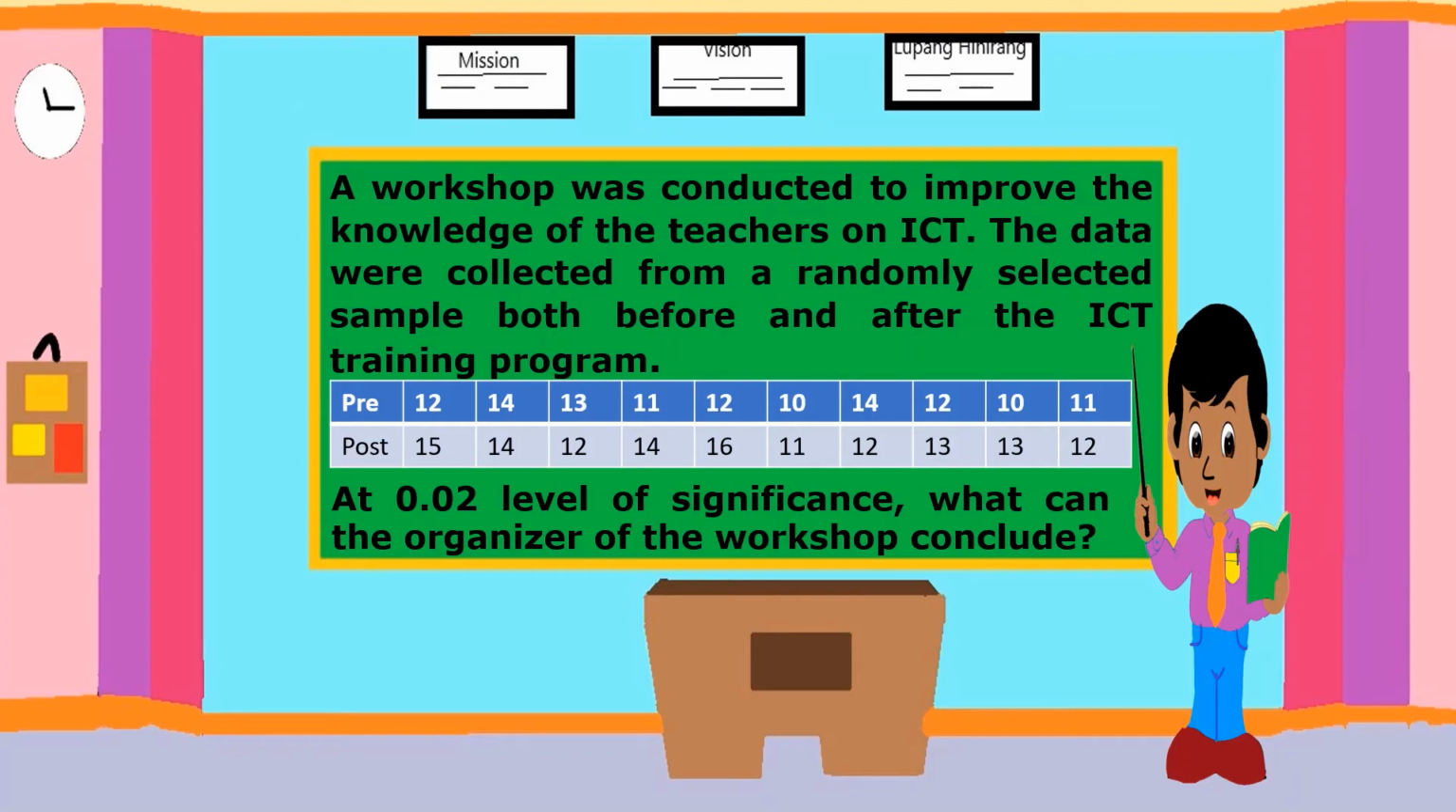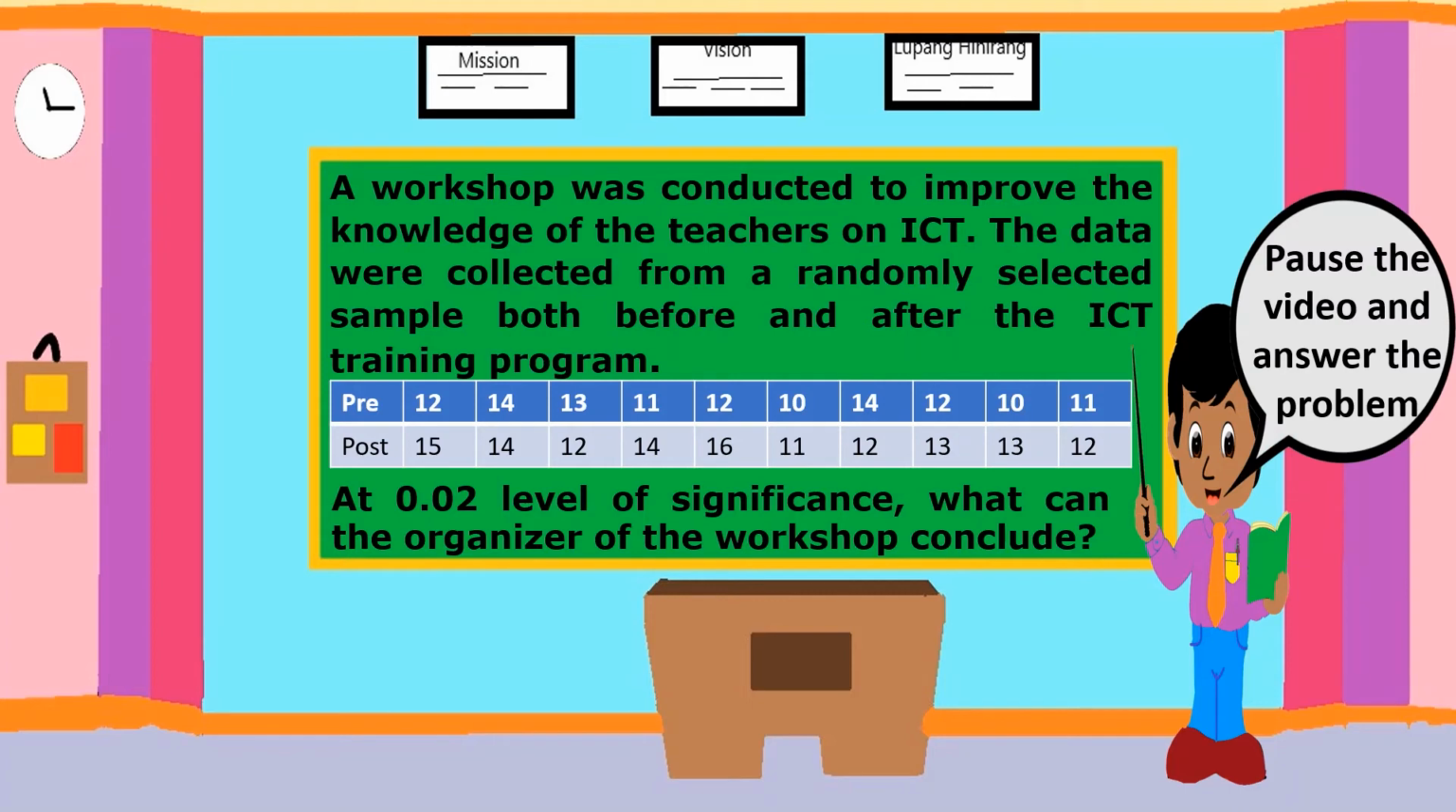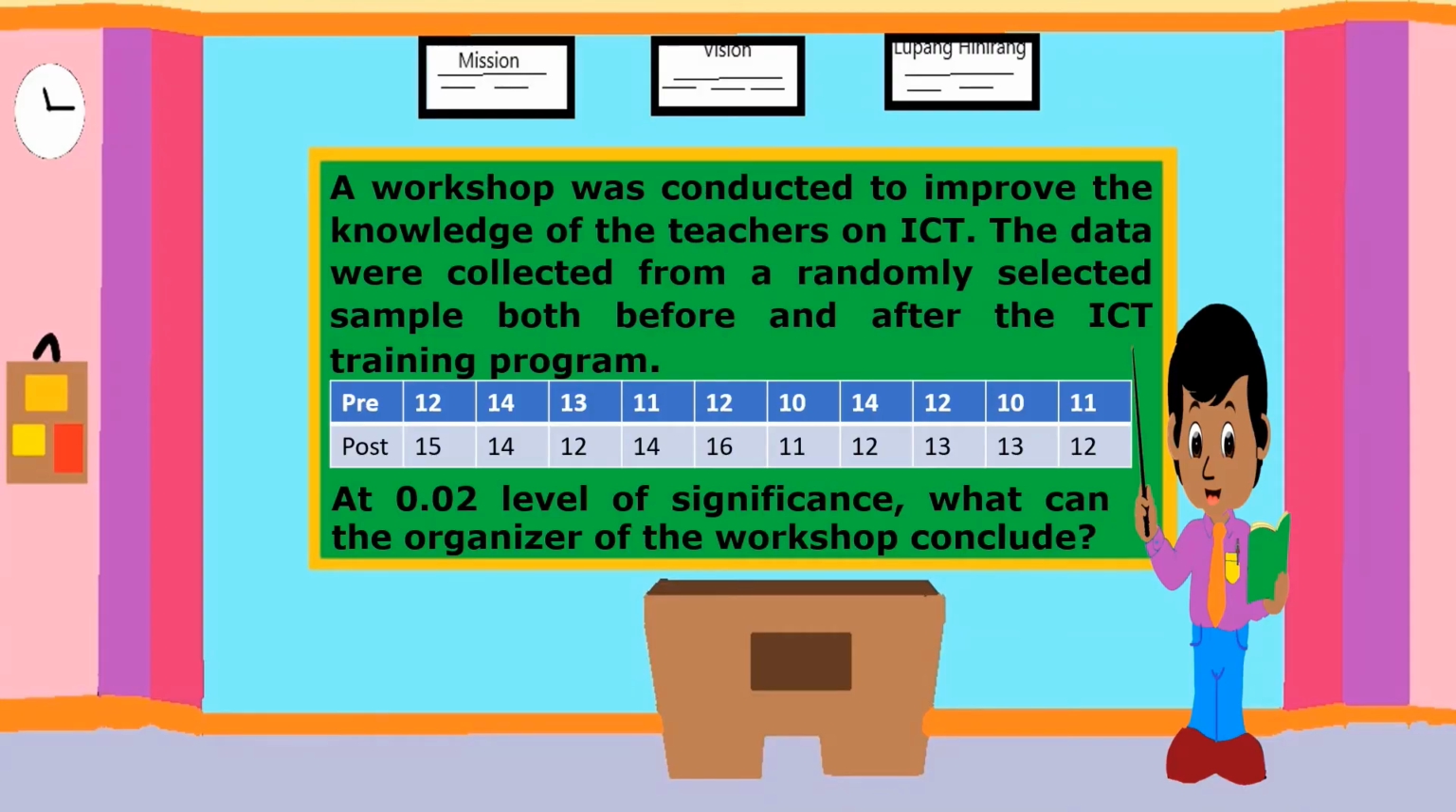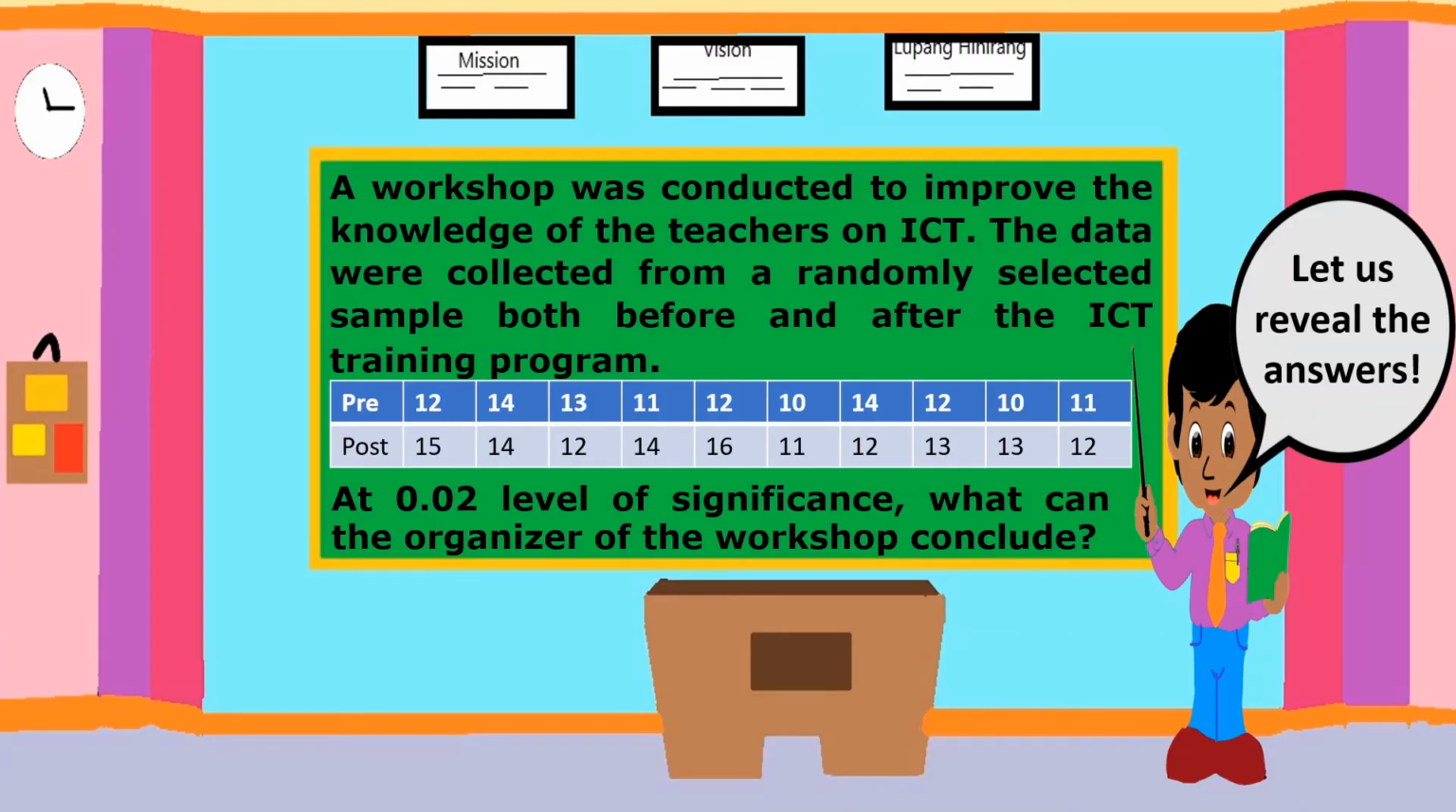So we have there in the pre-test 12, 14, 13, 11, 12, 10, 14, 12, 10, 11. And their post-test scores are 15, 14, 12, 14, 16, 11, 12, 13, 13, and 12. At 0.02 level of significance, what can the organizer of the workshop conclude? Pause the video and answer the problem. A few moments later, let us reveal the answers.